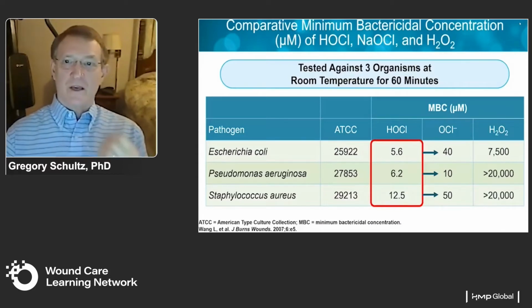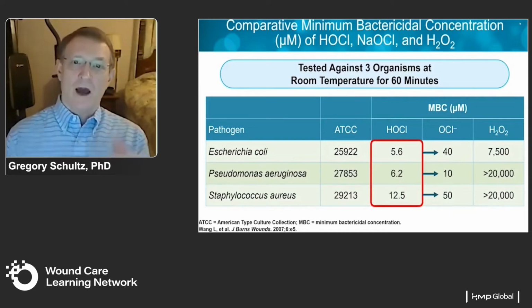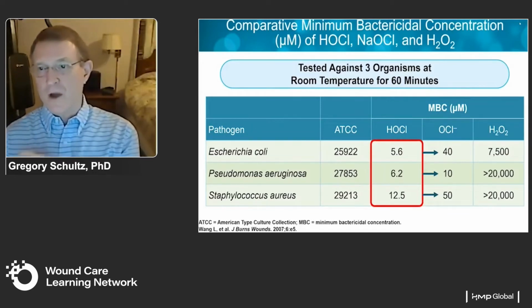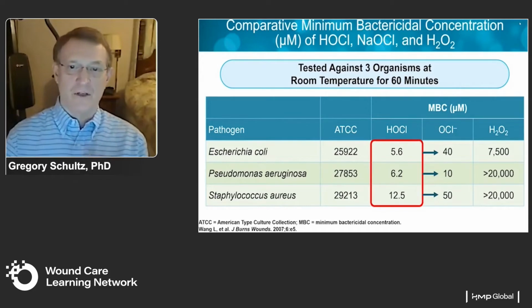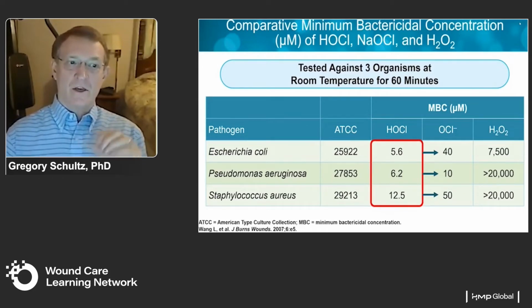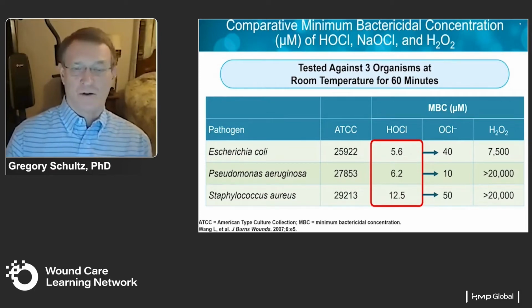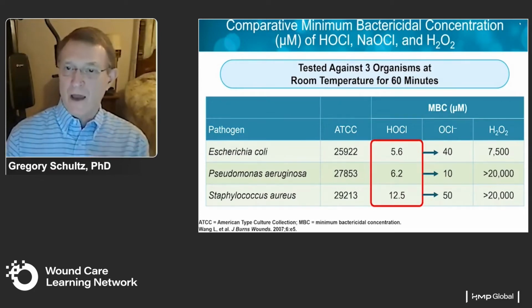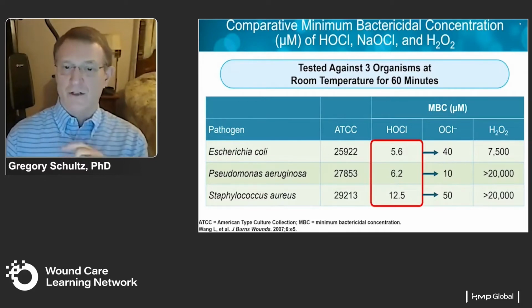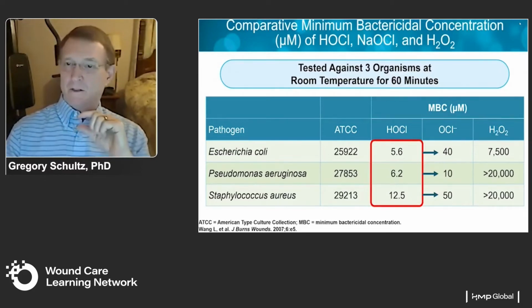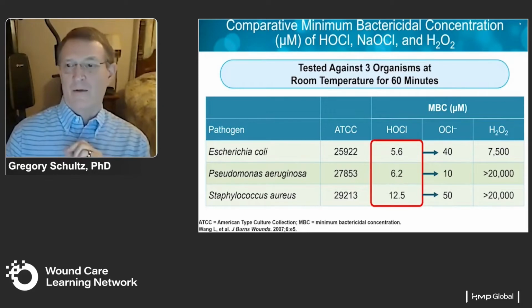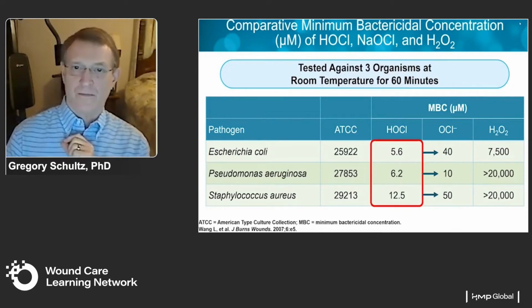If we look at the microbicidal activity, the MBC for hypochlorous acid compared to sodium hypochlorite or hydrogen peroxide, we can see again that the hypochlorous acid is much more effective, that is, it requires much lower concentrations to effectively kill Escherichia coli, Pseudomonas, or Staph, three major pathogens, compared to the concentrations required by the sodium hypochlorite, the deprotonated hypochlorous acid, or the hydrogen peroxide.